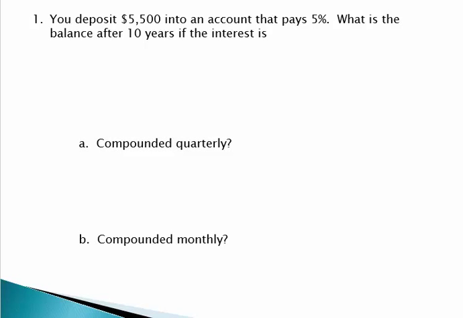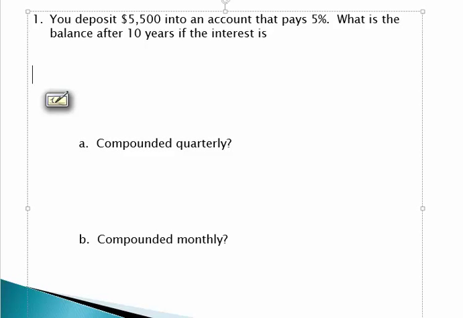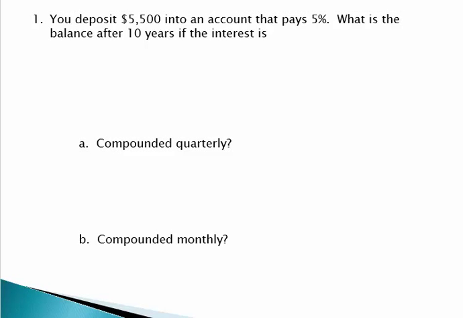Okay, so first we recognize this is a compound interest problem, which means we'll need our compound interest formula. The amount after time t is given by the initial amount, times 1 plus the rate divided by the number of times it's compounded, to the power of n times t, where t is the number of years it's invested for.